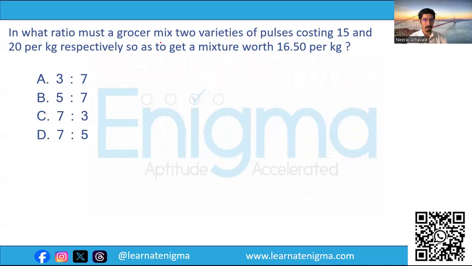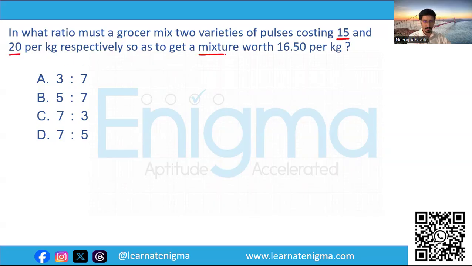In what ratio must a grocer mix two varieties of pulses costing 15 and 20 per kg respectively so as to get a mixture worth 16.50 per kg? Now, this is a very simple type of alligation question where we have to mix two varieties and we are given the cost prices of the two varieties.